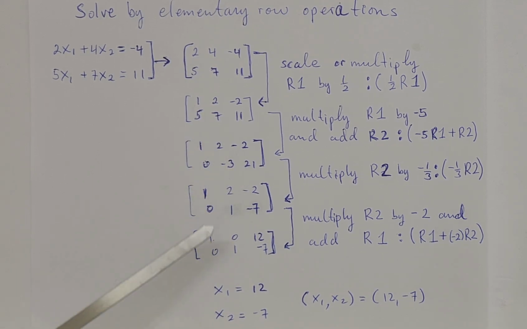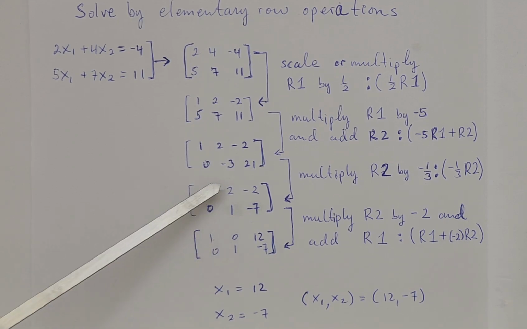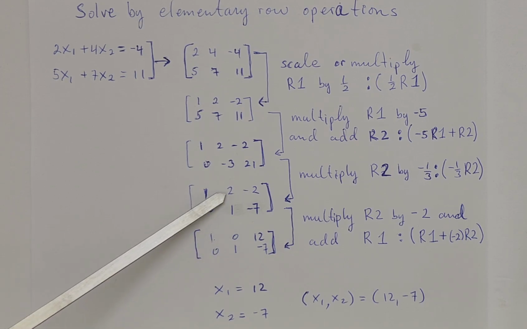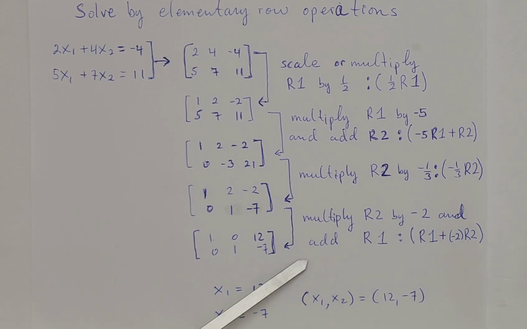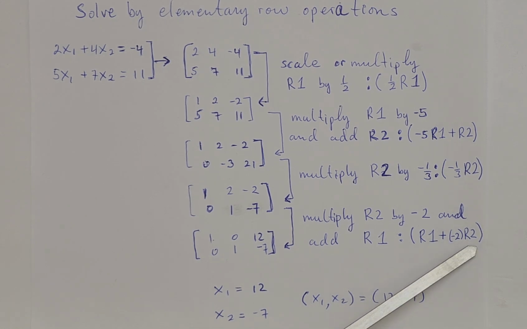And then next, we want this spot right here to become a 0. To get this spot to become 0, we need to multiply by the opposite of it, which is -2. So multiply row 2 by -2 and add to row 1. This is how we write row 1 plus -2 times R2.